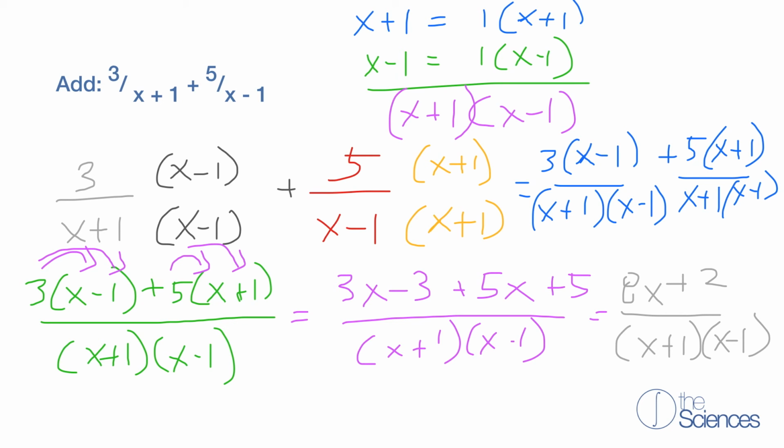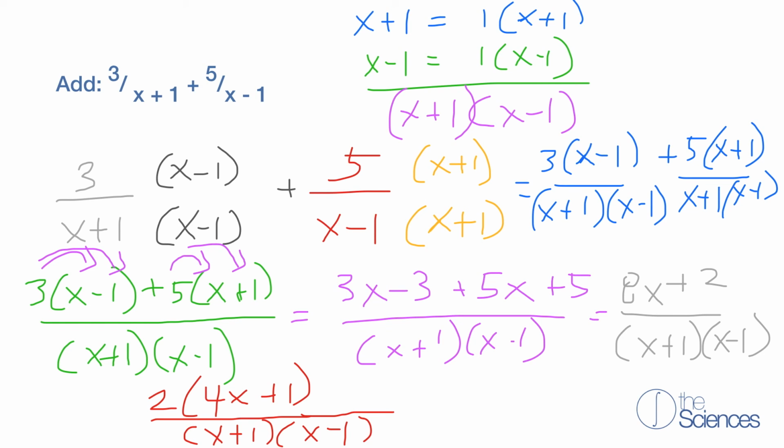So now what we can do is factor out 2 from each of our terms in our numerator to get 2 times (4x plus 1) over (x plus 1)(x minus 1). And that's our answer.